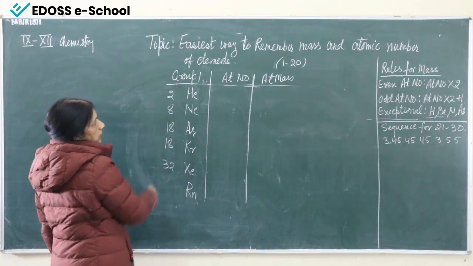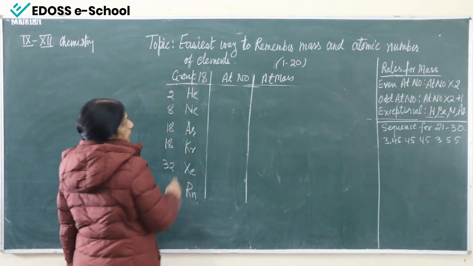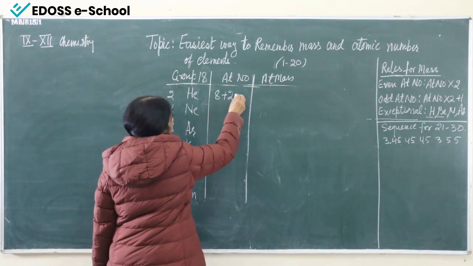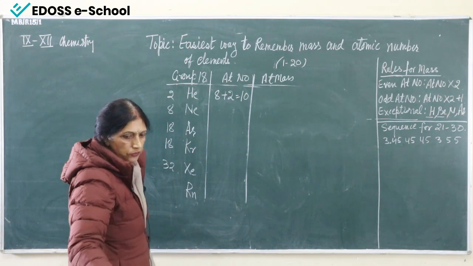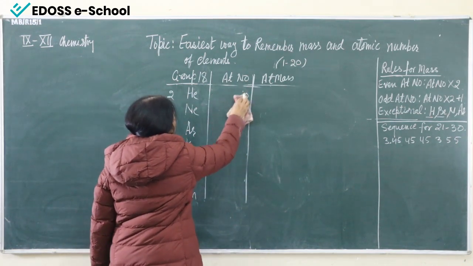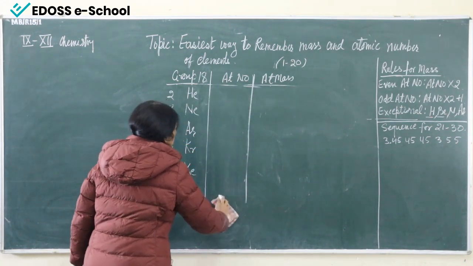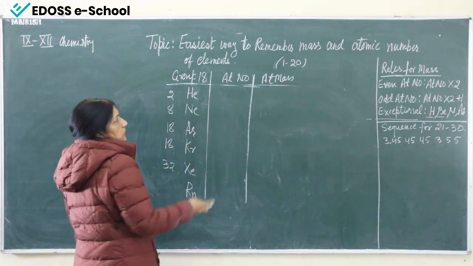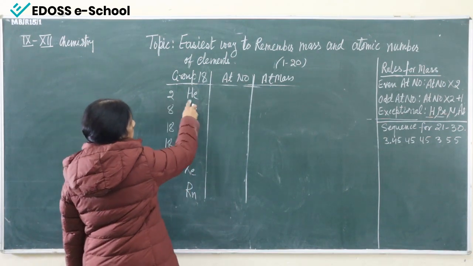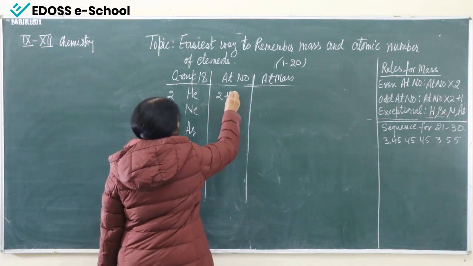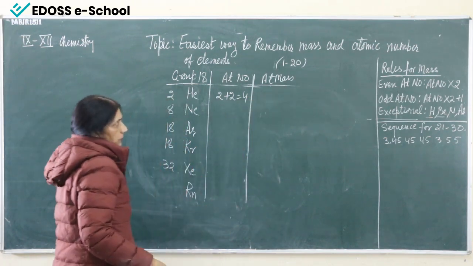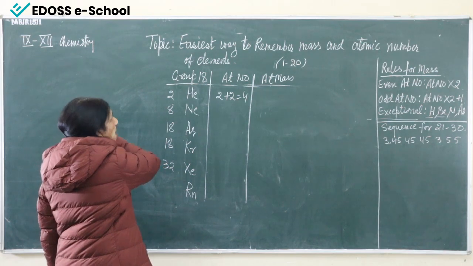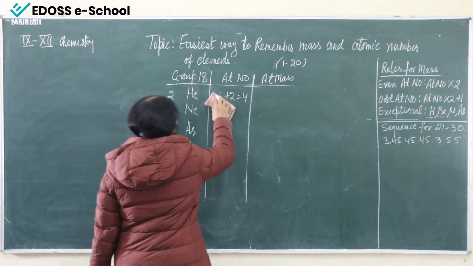Okay. So atomic number, because this is group 18. So here in 8 we will add 2. Sorry, this is also an exceptional case. So its atomic number we know is 2 plus 2, 4. Okay. And no, sorry, this is okay.